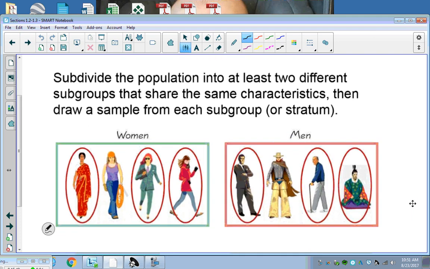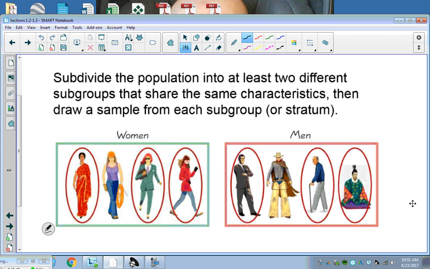A stratified sample. This is where we're going to subdivide the population. Many times it's men and women. Maybe it could be by age groups. Maybe it could be by towns in the state of Delaware: Seaford, Milford, Millsboro, Newark, Wilmington, Newcastle, etc. Those are all then subgroups of the state of Delaware. And then I would draw a sample from each of those subgroups. Okay?